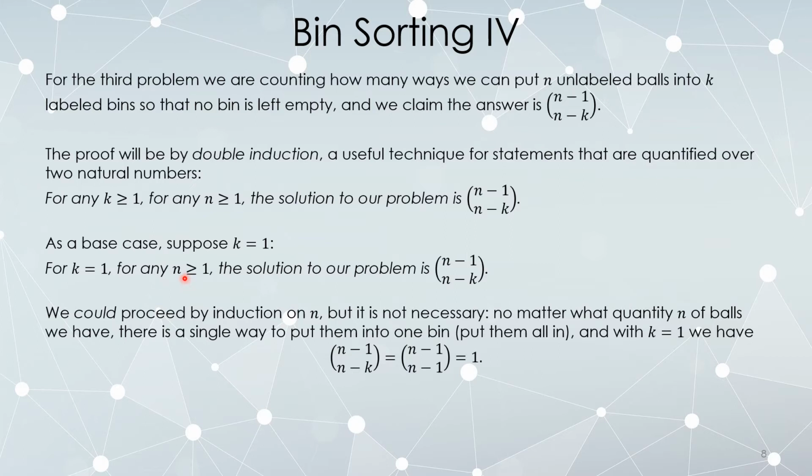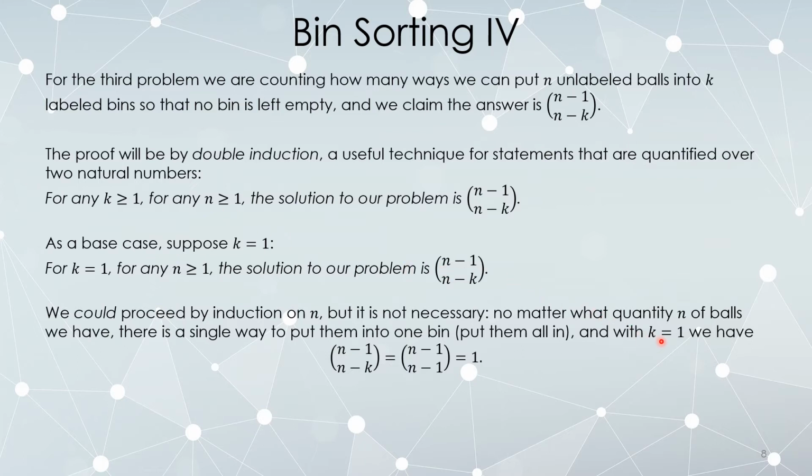And you can say, as a base case, let n equal 1, and then do an inductive proof based on the variable n, while k equals 1 is fixed. It's actually not necessary to do that in this problem, however. It doesn't really matter what n is. If k equals 1, we only have a single bin. So how many ways can I distribute balls into a single bin? There's one way to do that: put all the balls into that bin.